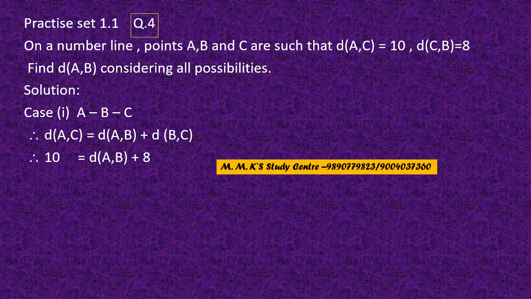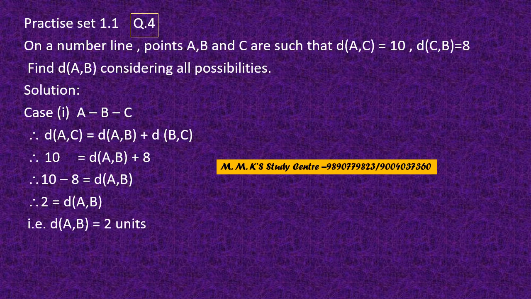BC and CB are the same, children. Now we'll bring the 8 to the left hand side. So we write 10 minus 8 is equal to distance AB, which remains as it is. 10 minus 8 is 2, so we got distance AB is equal to 2 units. So in the first case we got distance AB is 2 units.